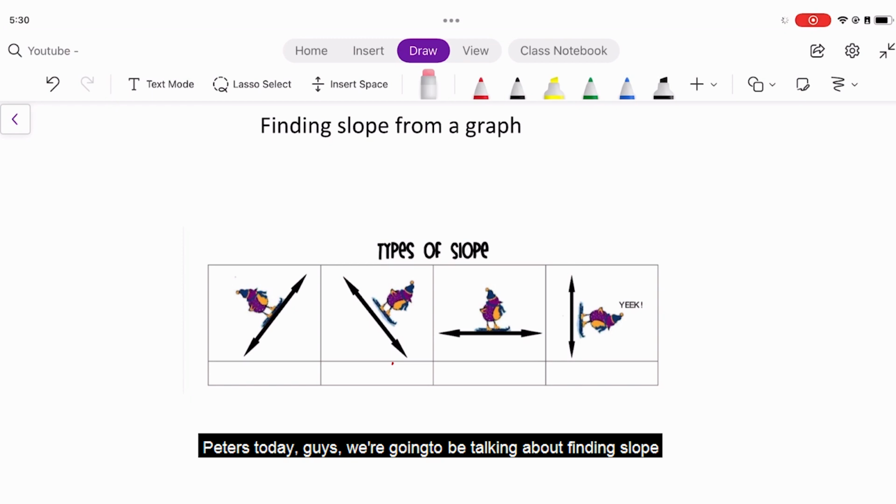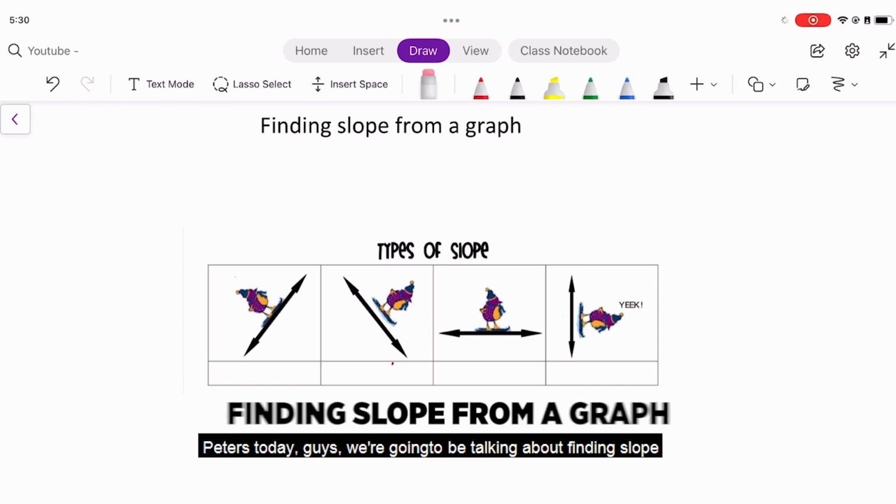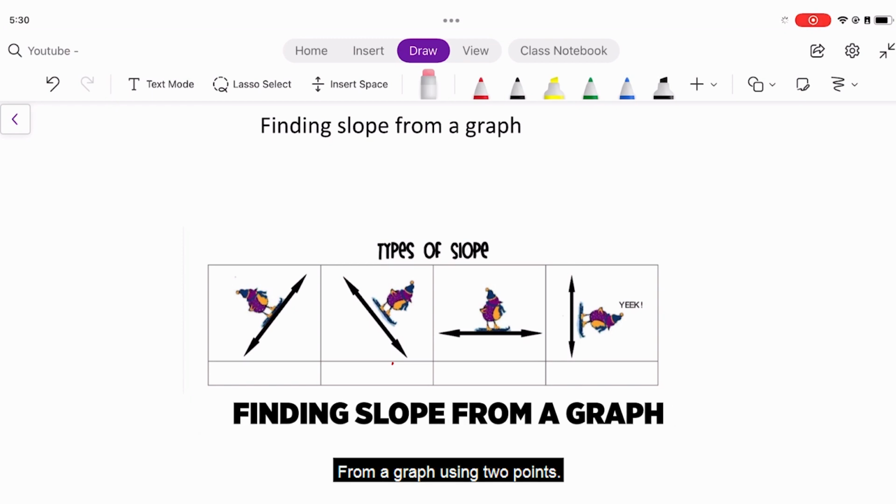Today, guys, we're going to be talking about finding slope from a graph using 2 points.